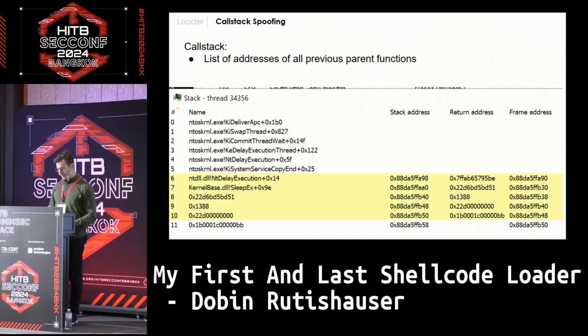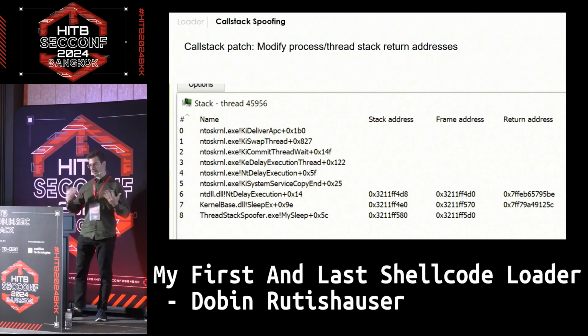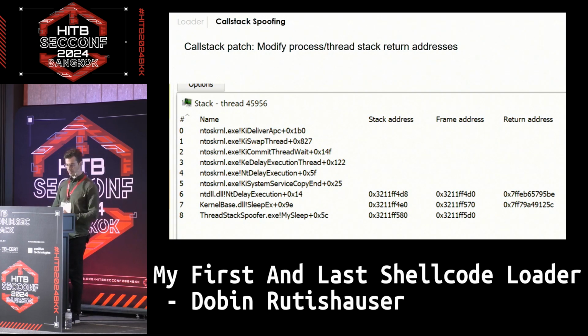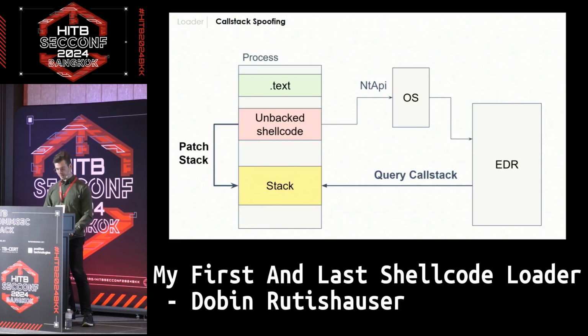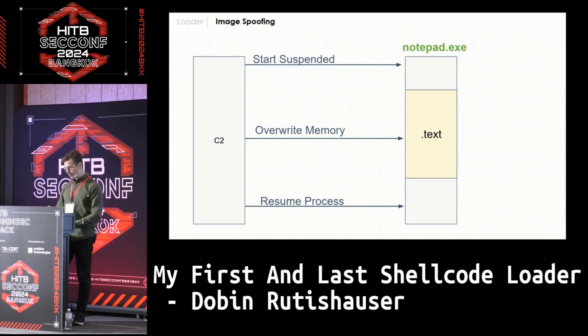Next is call stack spoofing. As I showed before, this looks very suspicious at the bottom, but it's pretty easy to just clean it up. It's in our process space, it's our stack, we can do with it whatever we want. So here it's the thread stack spoofer.exe, which is basically cleaning up the stack. So we have control over our stack, and even this call stack spoofing can be implemented stealthily without the EDR knowing, and effectively.